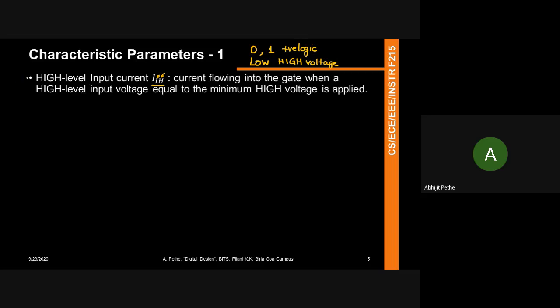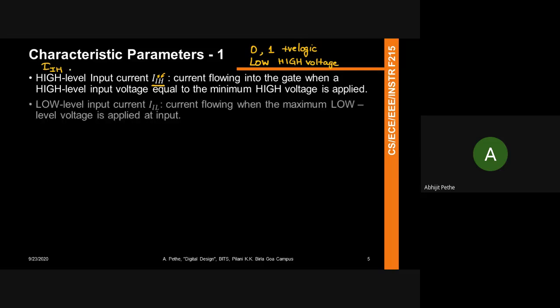So again, IIH is the input current into the gate when the input is a high voltage, right? And the same logic, you have an IIL, which is the input current when you have a low voltage. So again, remember, at any node, you can have a high voltage or low voltage. Those are the two states available in the digital system.